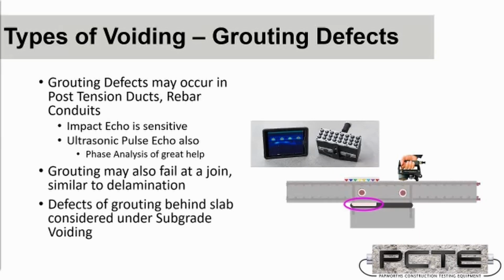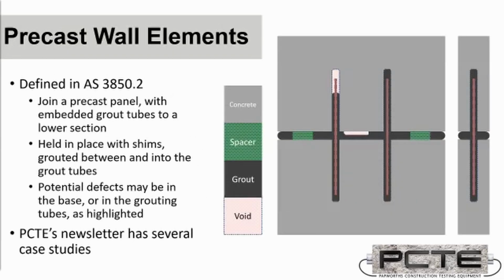If you're looking at grouting separating at joins, that would be similar to a delamination. And a common technique is to look at grouting behind slabs, such as grouting to restore slab support, using the same techniques of ground penetrating radar and slab impulse response. But particularly, let's look at some small examples of voiding, in this case, rebar ducts.